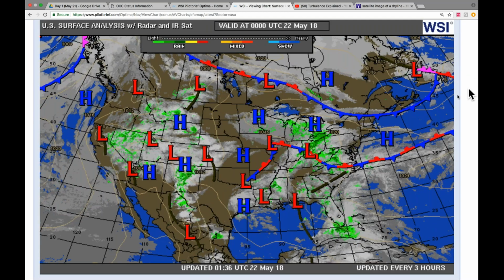Pretty good. So yeah, low, low. The high is kind of right in between them. I was expecting the high to be a little more out here, but then another high pressure here with a trough or an elongated low pressure system coming up the center.